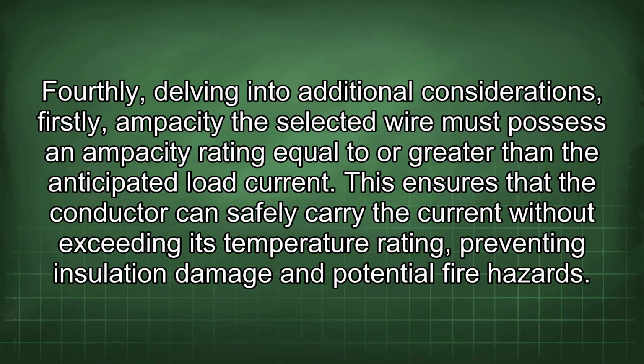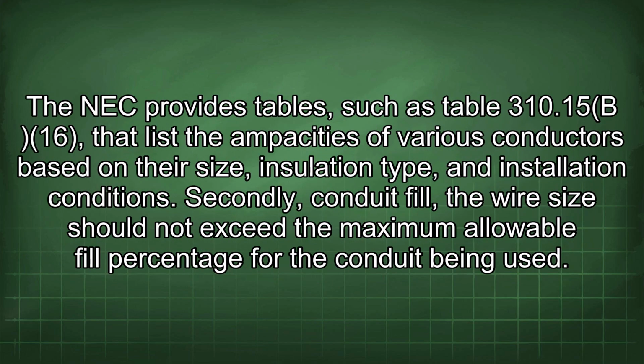Fourthly, delving into additional considerations. Firstly, ampacity. The selected wire must possess an ampacity rating equal to or greater than the anticipated load current. This ensures that the conductor can safely carry the current without exceeding its temperature rating, preventing insulation damage and potential fire hazards. The NEC provides tables, such as Table 310.15(B)(16), that list the ampacities of various conductors based on their size, insulation type, and installation conditions.